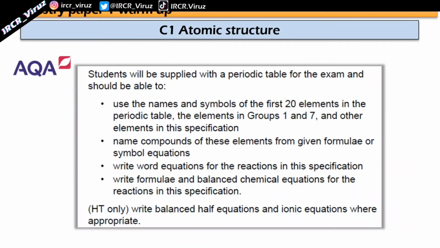Right. So according to the AQA structure, students will be supplied with a periodic table in the exam and should be able to use the names and symbols of the first 20 elements in the periodic table, the elements in groups 1 to 7, and other elements in the specification. Name compounds of these elements for given formulae or symbol equations. So write down the equation for the reactions in this specification and write the formulae and balance chemical equations for the reactions in the specification. Okay, so these are the things that we covered right now. These are the things that you want to look at when you're doing your revision.